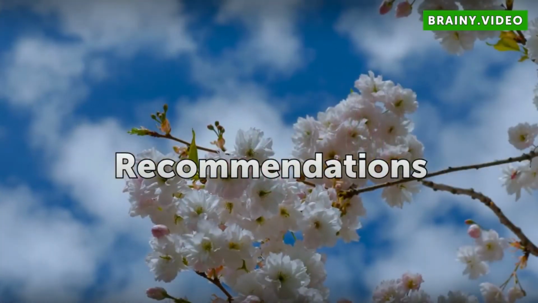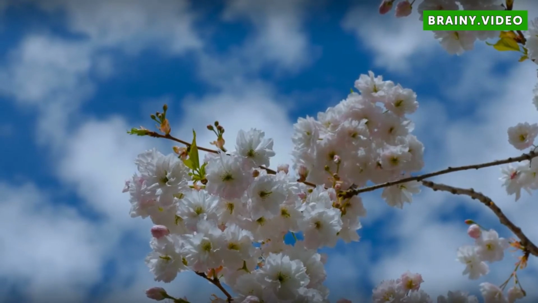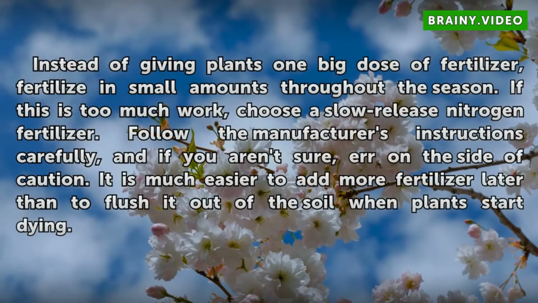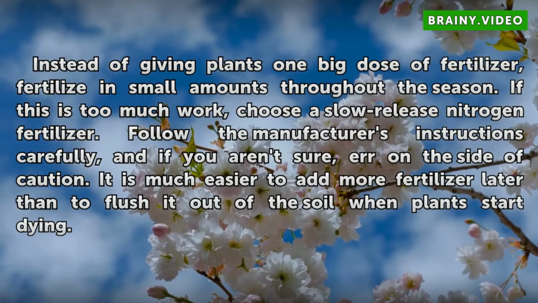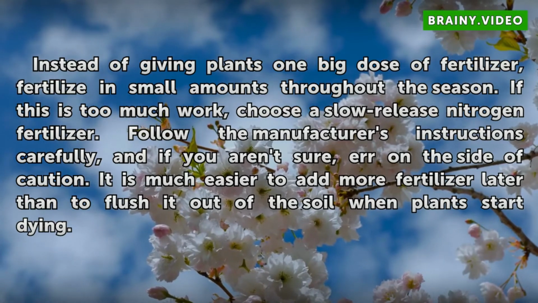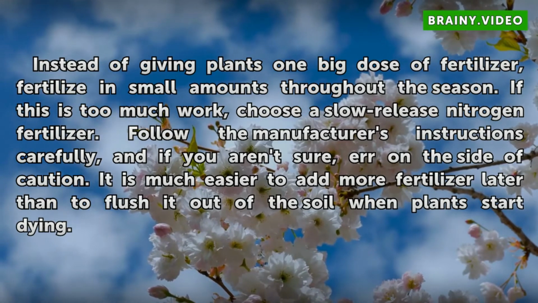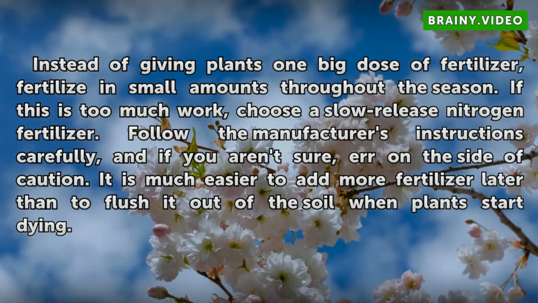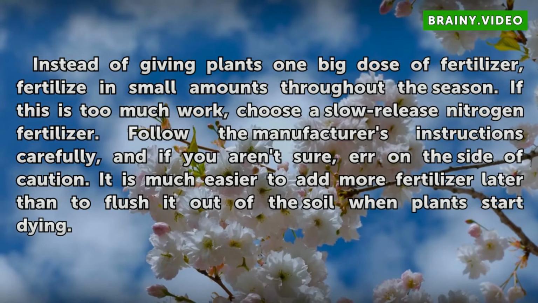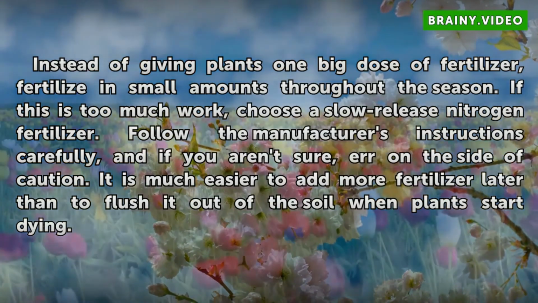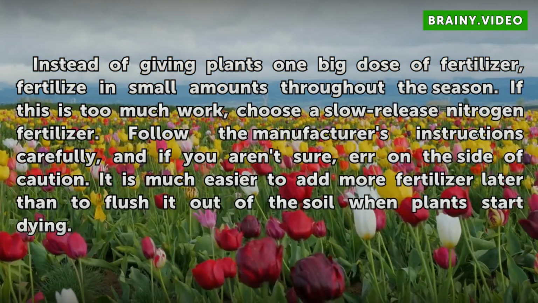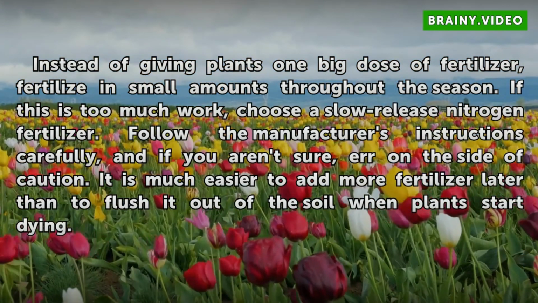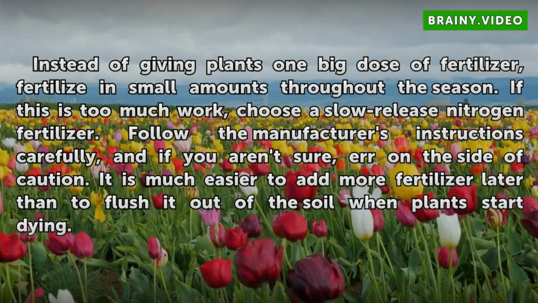Recommendations. Instead of giving plants one big dose of fertilizer, fertilize in small amounts throughout the season. If this is too much work, choose a slow-release nitrogen fertilizer. Follow the manufacturer's instructions carefully, and if you aren't sure, err on the side of caution. It is much easier to add more fertilizer later than to flush it out of the soil when plants start dying.